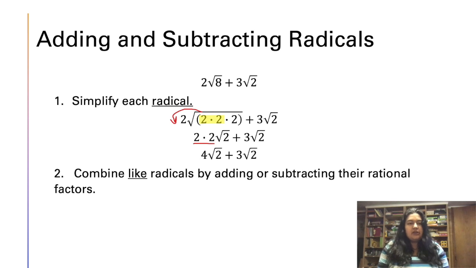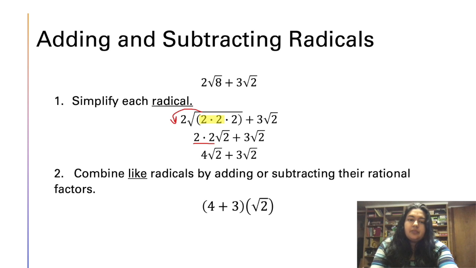I probably should have written this off to the side, but I did not. You have to use your imagination or use the paper and pencil that you should have with you while watching these videos. I can also just factor out that square root of 2. So I have 4 plus 3 times the square root of 2. 4 plus 3 is just 7. So this is 7 times the square root of 2. Let's look at some practice.